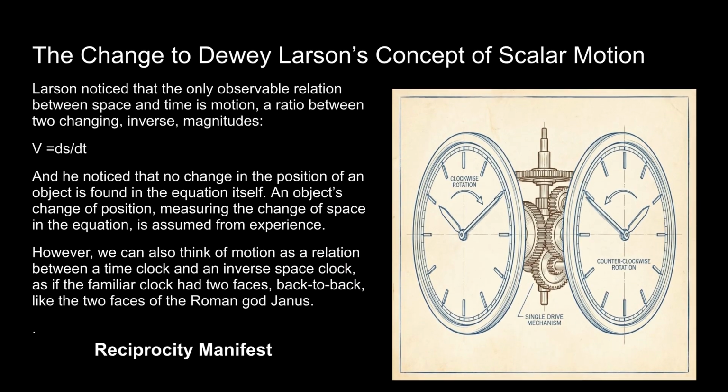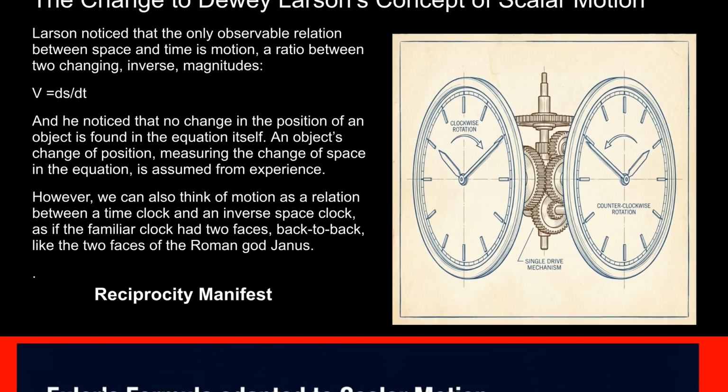Dewey Larson noted that motion is the only observable relation between space and time, v equals ds/dt. He also observed that an object's change of position is assumed from experience and is not found in the equation itself. Larson suggested thinking of motion as a reciprocal space-time relationship, like a double-phased clock.